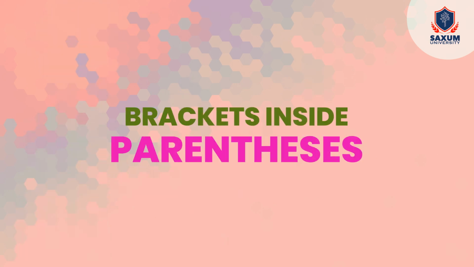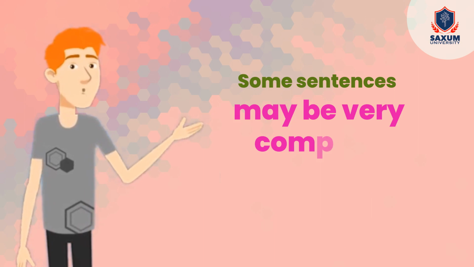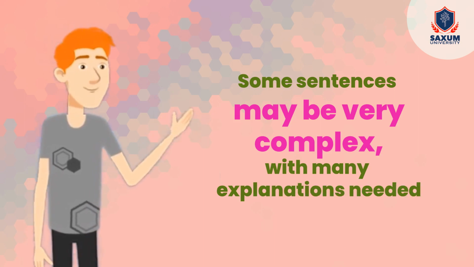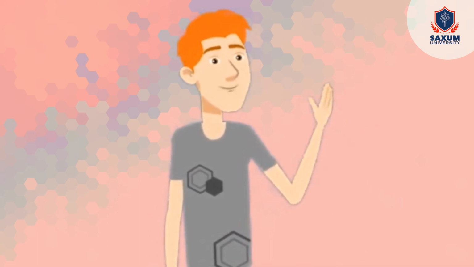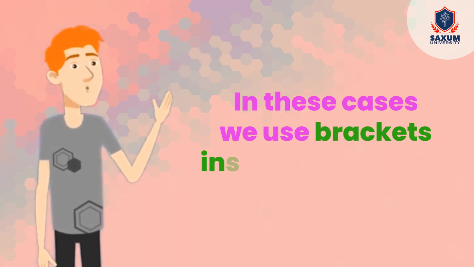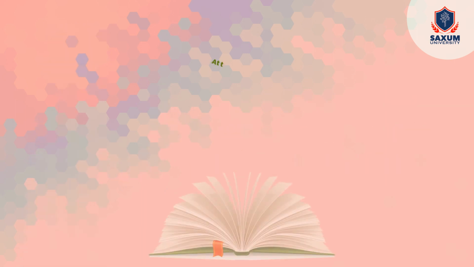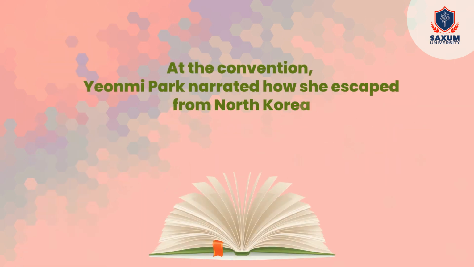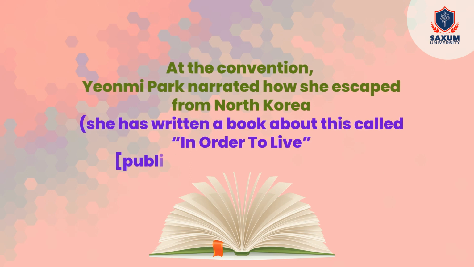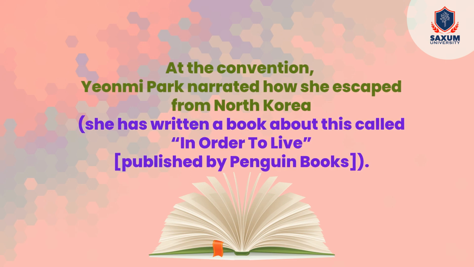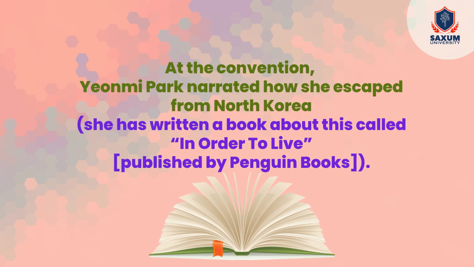Brackets inside parentheses. Some sentences may be very complex, with many explanations needed. Parentheses can be used to include additional information or explain a part of the sentence, but sometimes we need a secondary explanation. Maybe the text inside the parentheses needs more information. In these cases, we use brackets inside parentheses. At the convention, Yeonmi Park narrated how she escaped from North Korea. She has written a book about this called In Order to Live, published by Penguin Books.